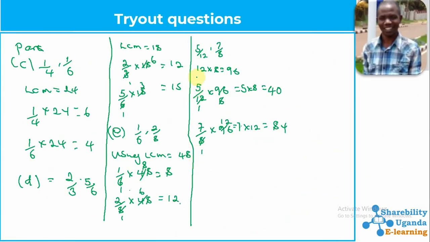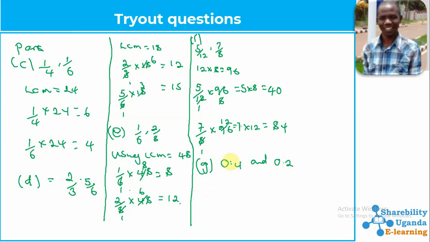Okay, this was our part F, and this is going to be our part G, which is 0.4 and 0.2. So let's compare which one is bigger or smaller than another.